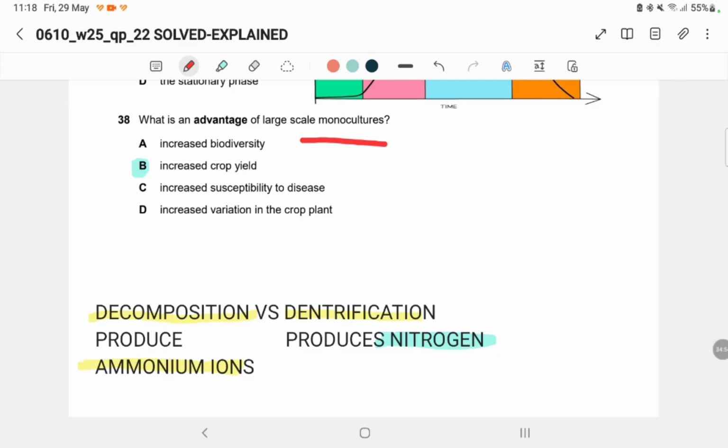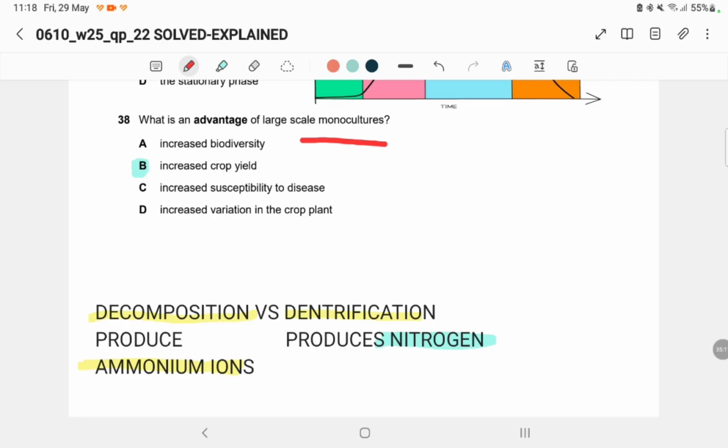Biodiversity means a number of different species living and interacting. Interacting is an ecosystem, but biodiversity is a number of different species. Well, in monoculture, they are the same species. At a larger scale, you are also increasing the same species, so it is impossible for A to be the correct answer.